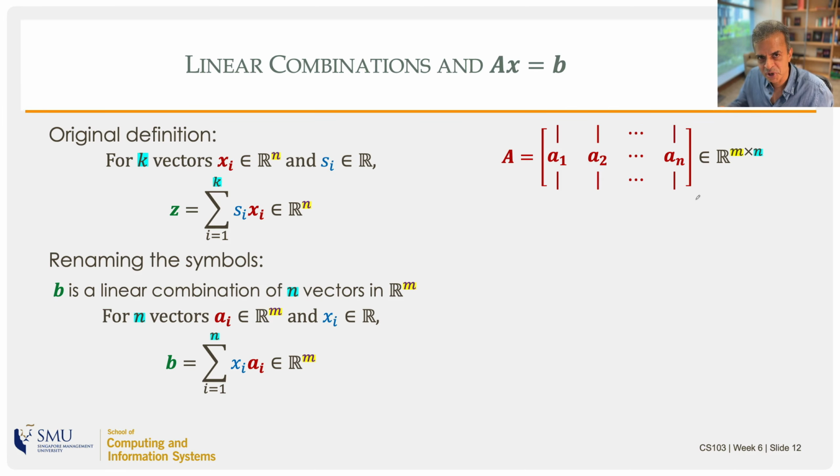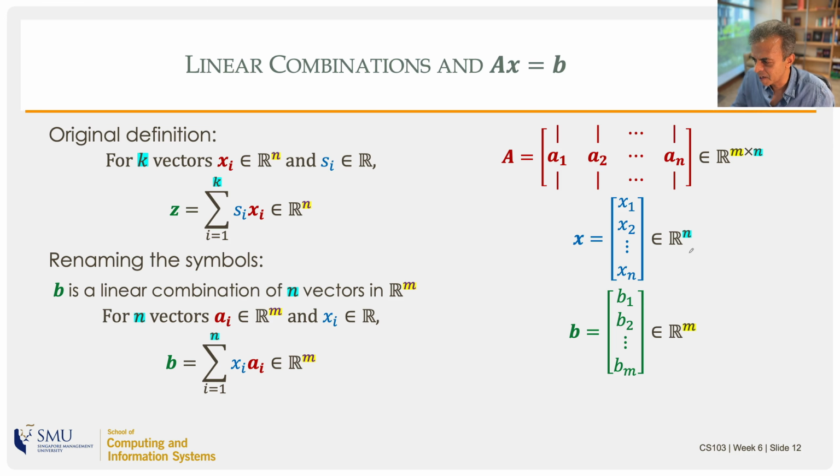So we got our original matrix back, and our x is x1, x2 up to xn. So n components there. So it's a member of Rn. And b now will be a linear combination of the columns of A by taking xi as the weighting factor.